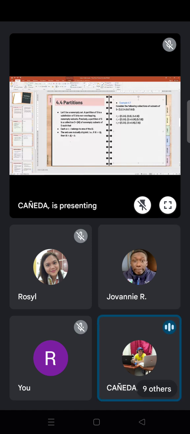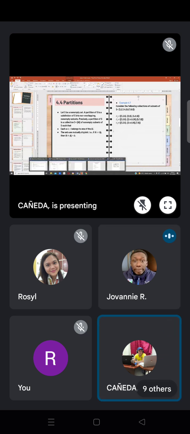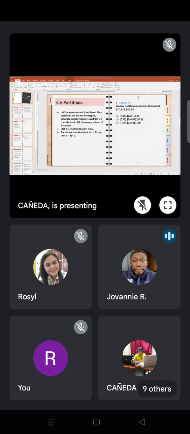Consider the following collections of subsets of S, which of the following C1, C2, and C3 are partitions? Again, a partition of a set A contains subsets of A, and the union is A. Okay, take note of that.